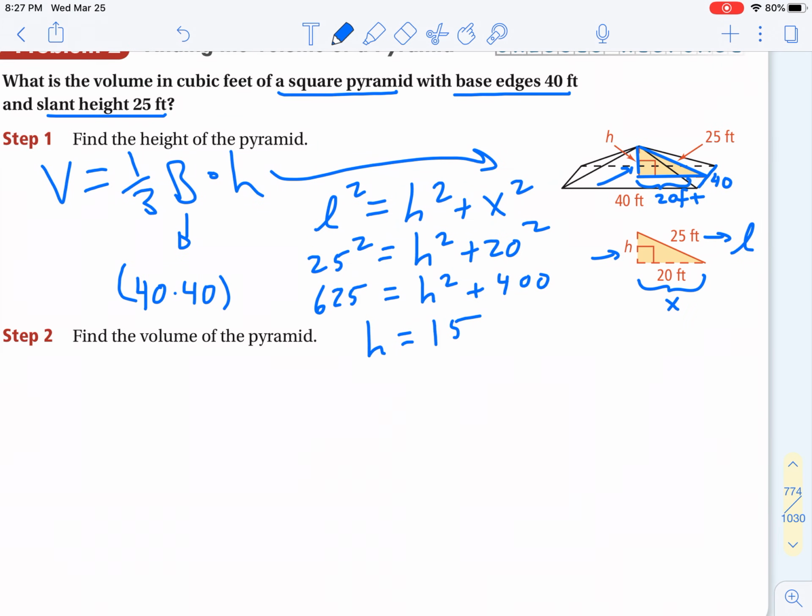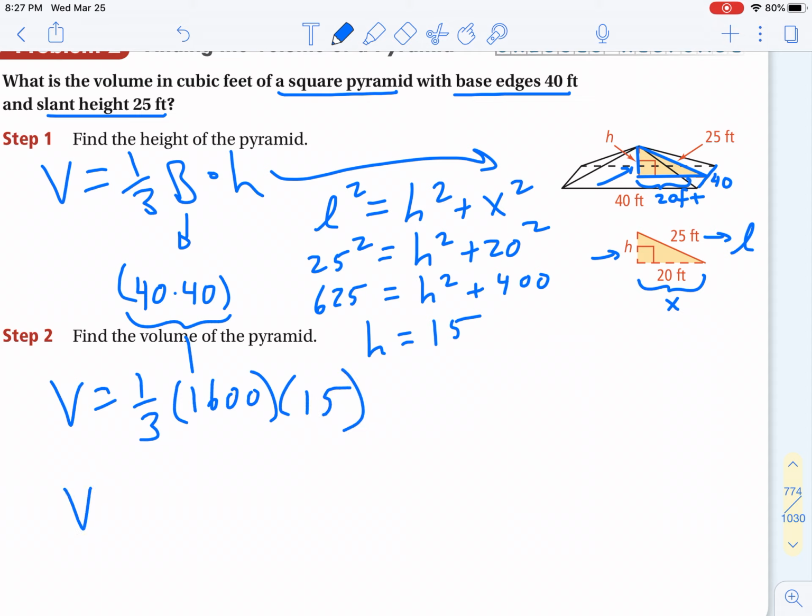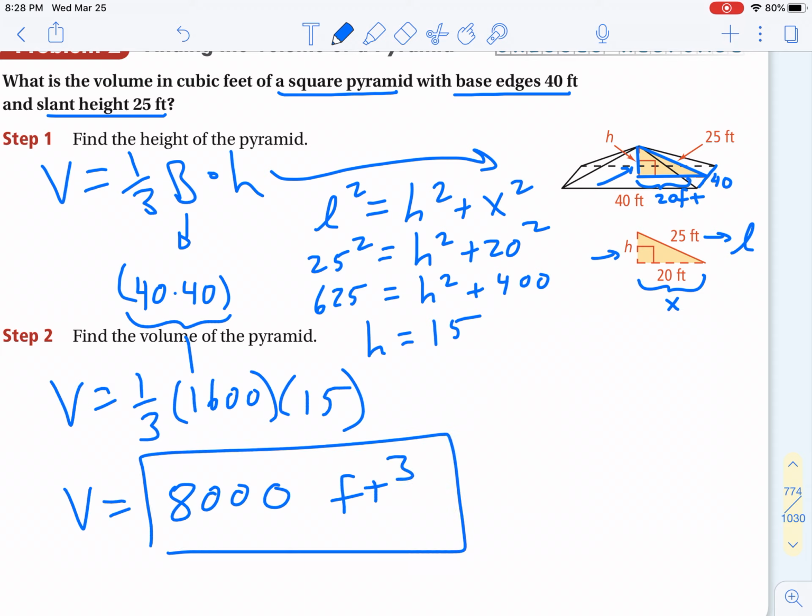So let's bring it all together now. Volume equals 1/3 times the base, which is 1600, times 15. You throw that all into your calculator, and now we have 8,000. We have to remember to put our unit, cubic feet. And there you go, super easy.